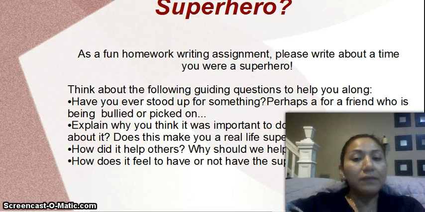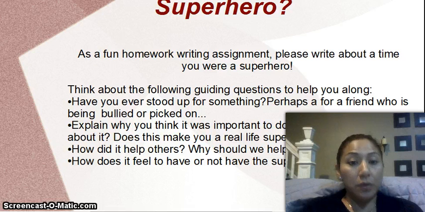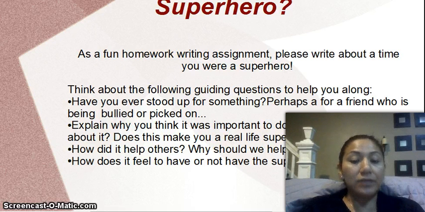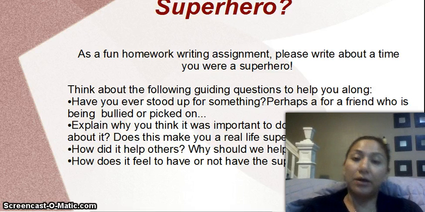So think about the following guiding questions to help you along. Have you ever stood up for something? Perhaps for a friend who is being bullied or picked on? Explain why you think it was important to do so, or say what you felt about it. Does this make you a real-life superhero? How did it help others? Why should we help others? How does it feel to have or not have the support from others?